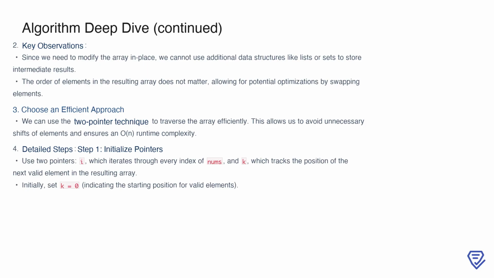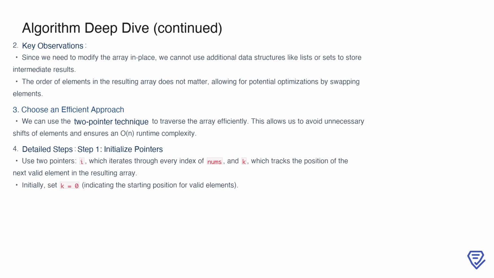To solve this problem, there are a few key observations we must make. First, since the array must be modified in place, we cannot rely on auxiliary data structures like lists or sets to store intermediate results. This makes space efficiency a critical constraint. Additionally, the lack of requirements around maintaining the order of elements allows us to explore optimization techniques, like swapping elements, to simplify the removal process. With these constraints in mind, we can choose an efficient approach, the two-pointer technique. This method involves using two indices to traverse and modify the array, minimizing the number of shifts required.